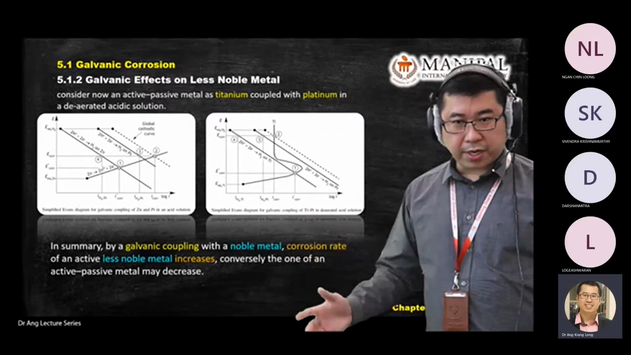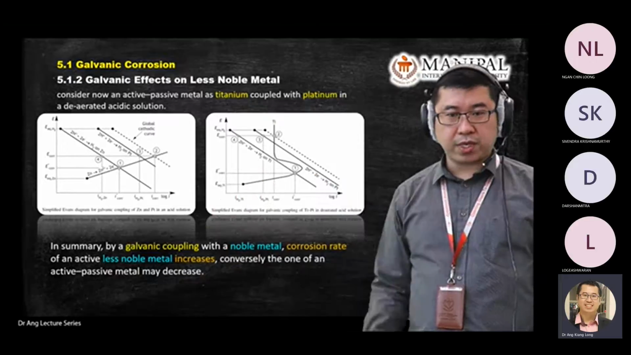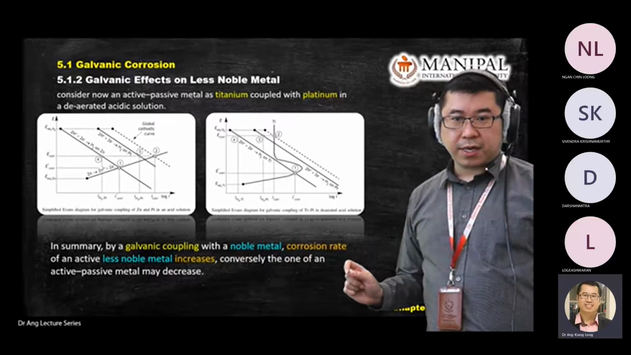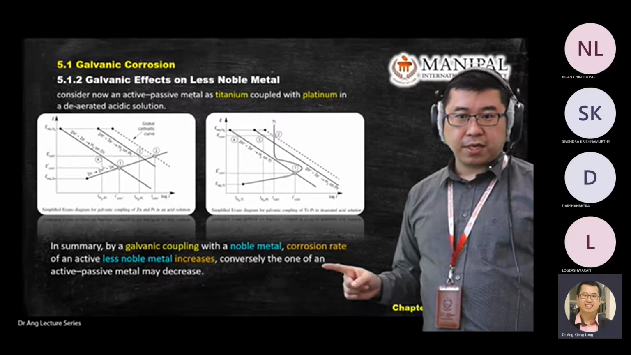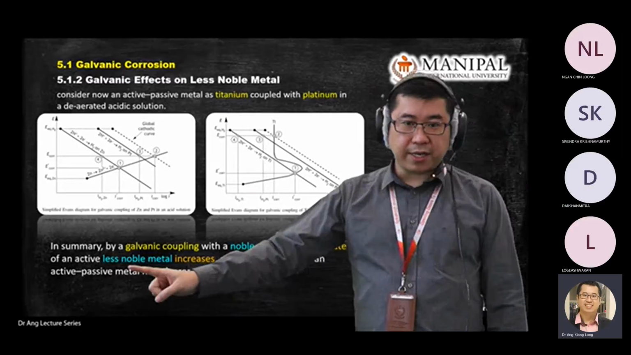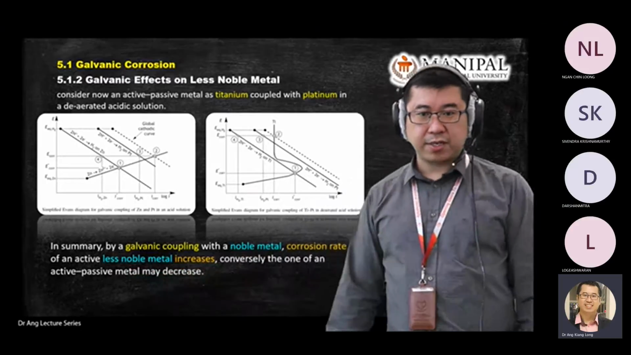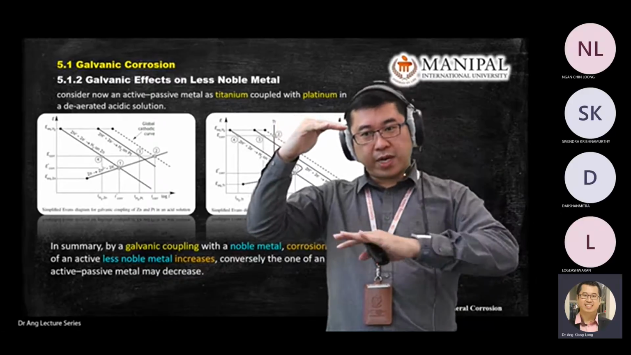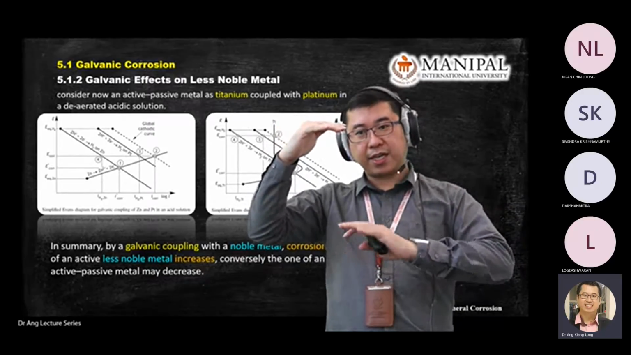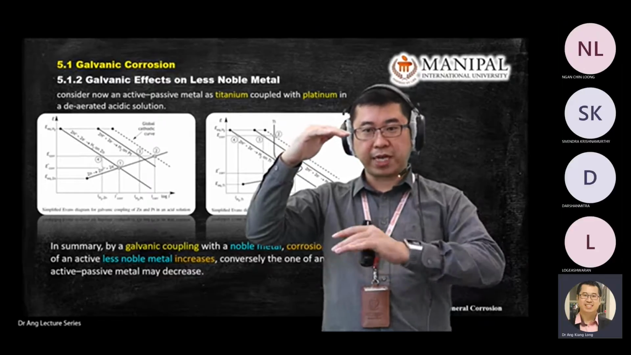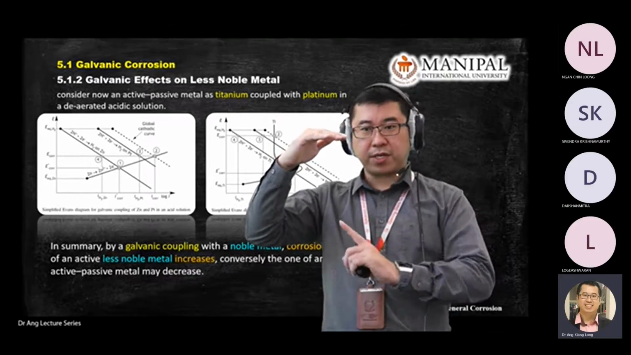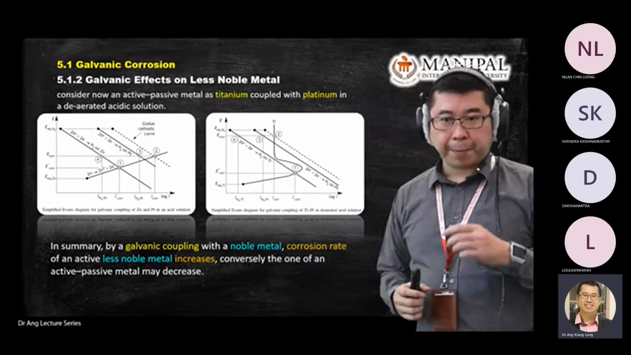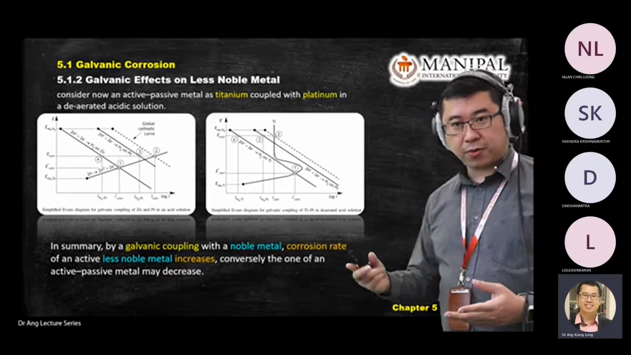So in summary, when you do coupling with a noble and a less noble metal, the corrosion rate of the active, less noble one increases. Meaning if you join two metals together, the lower one, the one that sacrifices itself, you are seeing an increase in corrosion rate because it sacrifices itself. So the corrosion rate will increase and it donates electrons to the higher nobility one. Okay, this is the summary for the graph.